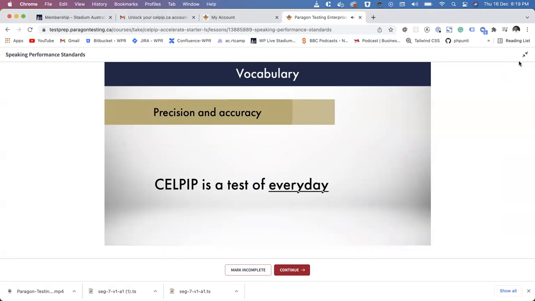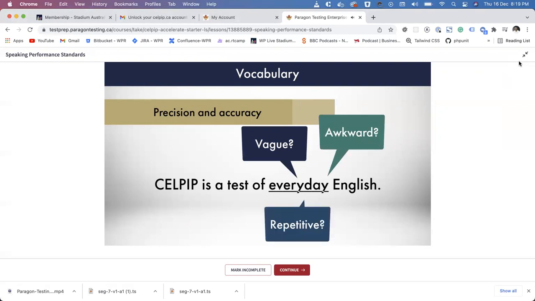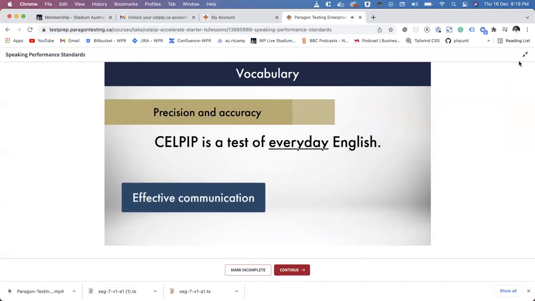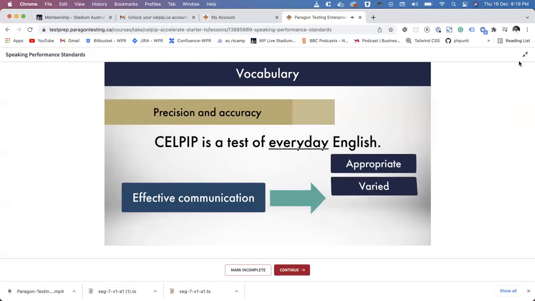CELPIP is a test of everyday English, but everyday doesn't equal vague, awkward, or repetitive. Effective communication in everyday life requires making a consistent effort to use context-appropriate, varied, natural, and precise language.